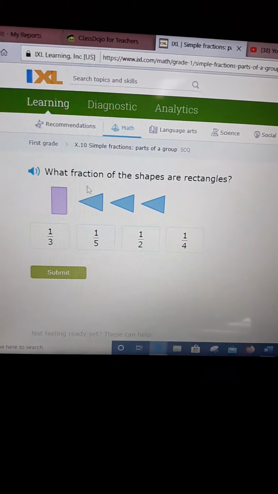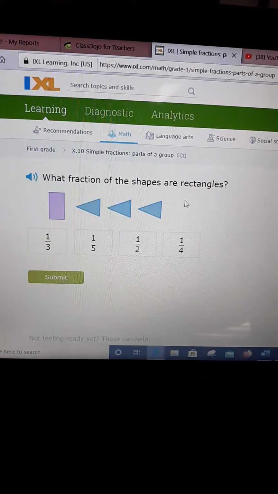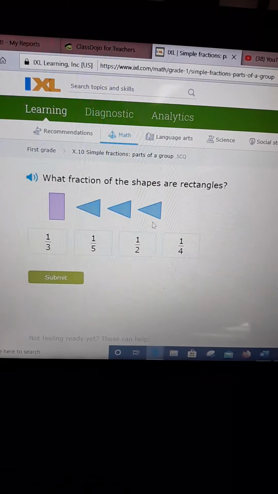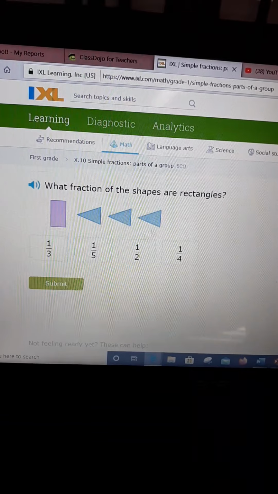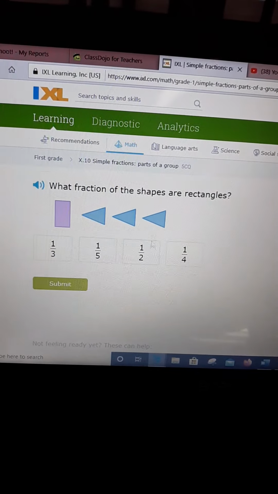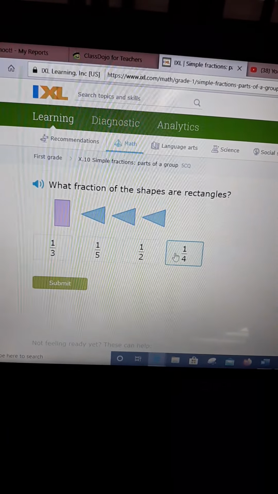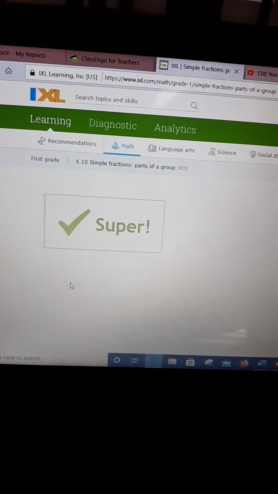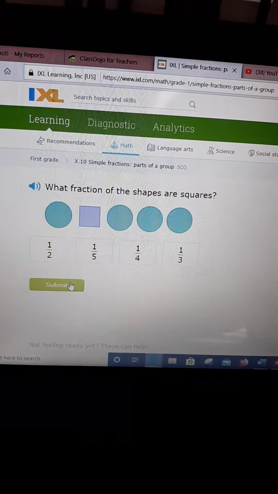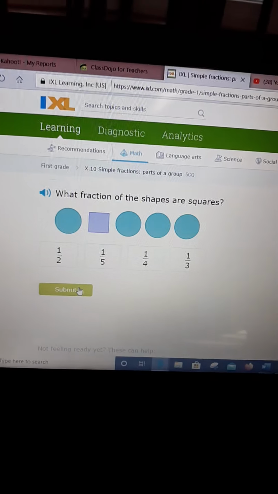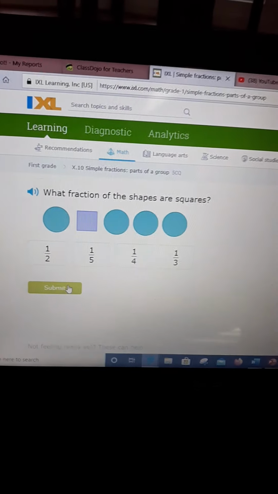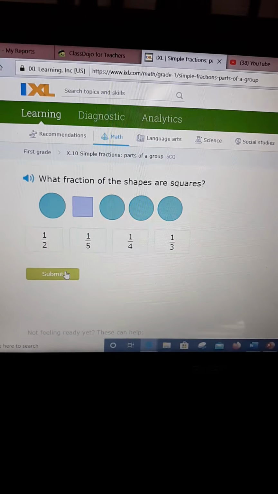All right. What fraction of the shapes are rectangles? Okay, so there's 3 triangles and 1 rectangle. So 1 rectangle out of 1, 2, 3, 4 shapes altogether. So 1/4 of the shapes are rectangles. Okay, so you're going to continue until you finish. Get some good practice with that.